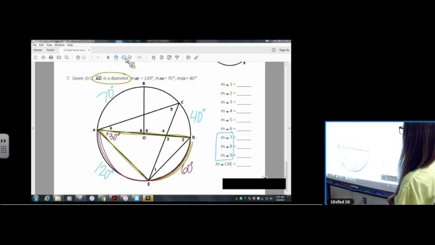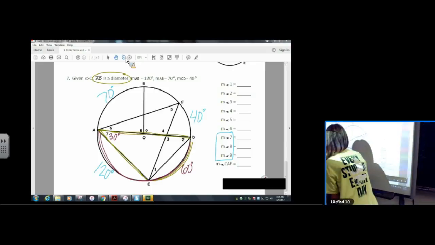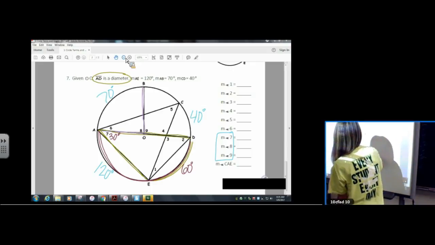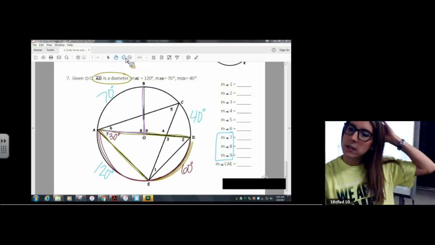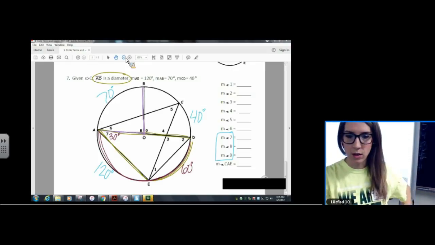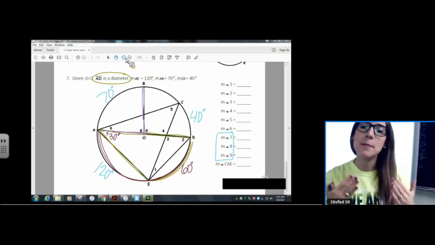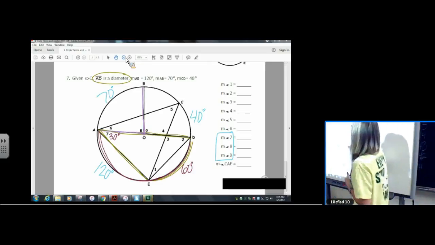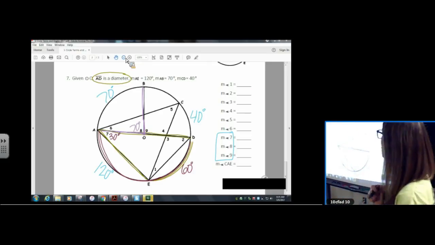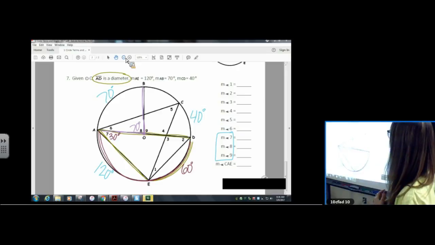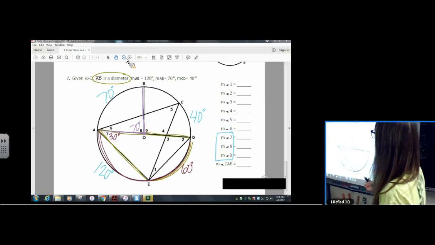All right, angle 8. When in doubt, say the vocab word. What type of angle is angle 8? Central angle. Central angles equal their arc. It doesn't get much easier than that. They literally equal the same degree as the arc that they are intercepting. Yeah, it looks like 90, but no, you don't put 90 just because it looks like 90. And number 9 is a linear pair to number 8.